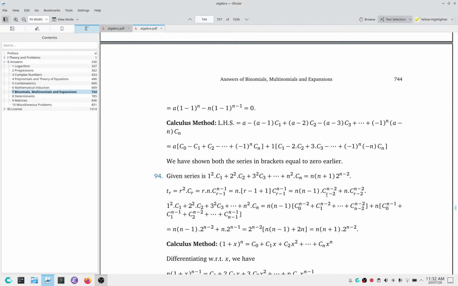Now we clearly see that this sum is equal to n times n minus 1 times 2 to the power n minus 2 plus n times 2 to the power n minus 1, which is equal to n times n plus 1 times 2 to the power n minus 2.